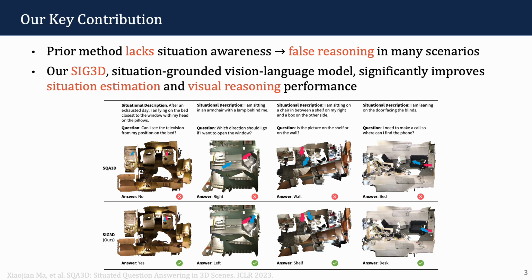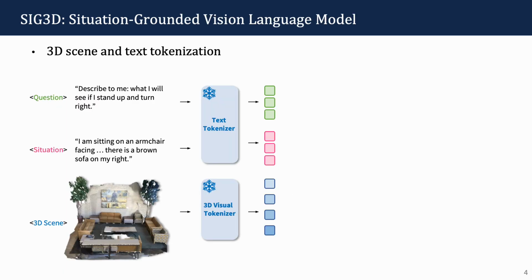In light of this, we propose SQA3D, a situation-grounded vision language model, which significantly improves both situation estimation and visual reasoning performance, as shown in the bottom row of the figure. SQA3D adopts a sequential architecture to first ground situation with language description and then conduct situation-guided VQA.